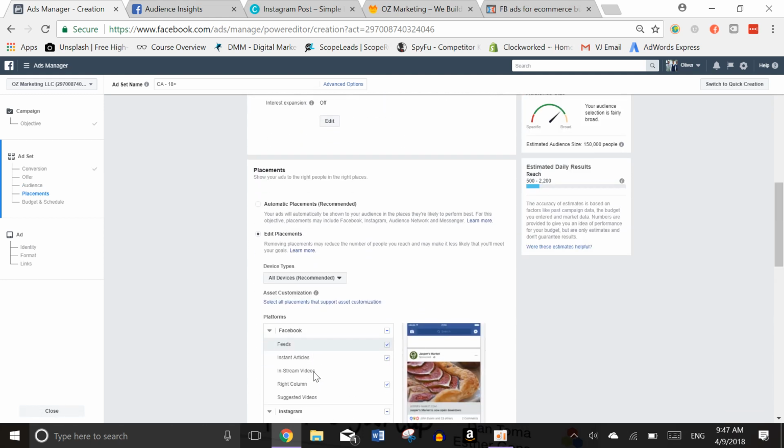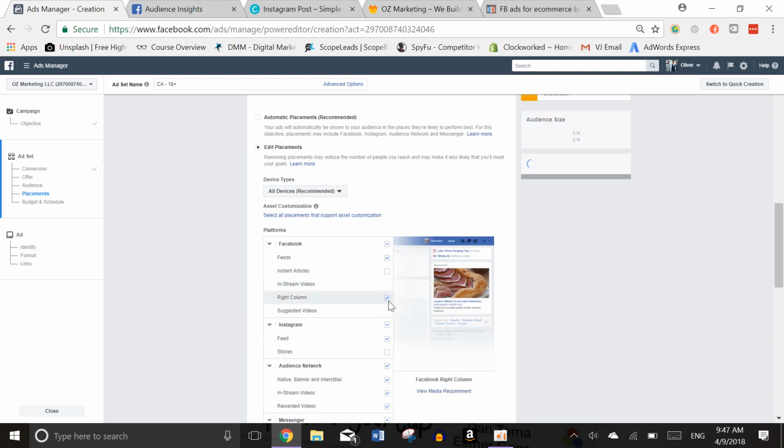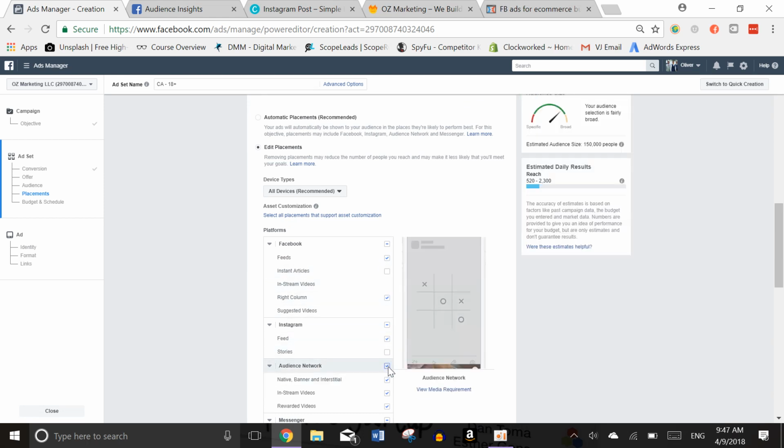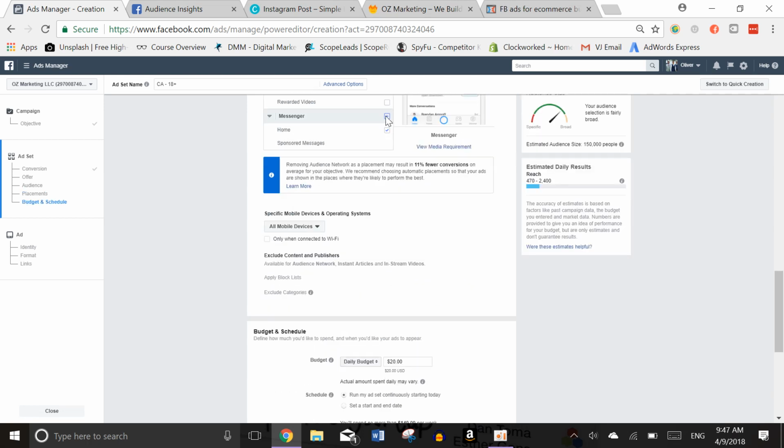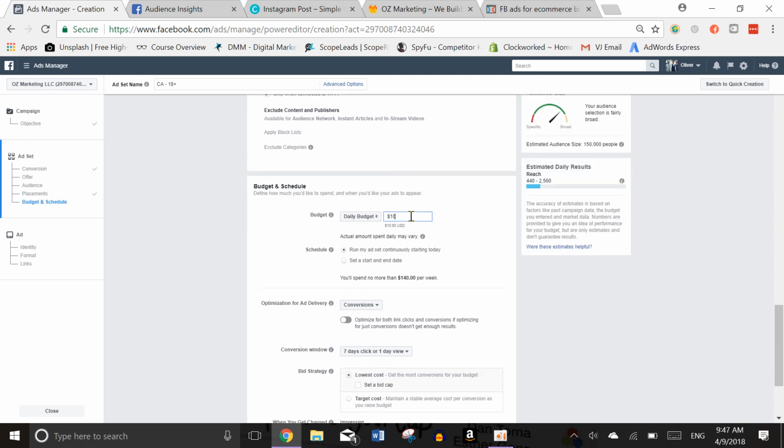Remember when we did edit placements, you're going to select all of them here. You see where it shows up in the right column, make sure it's off. Audience network off. Messenger off. Only when connected to Wi-Fi. $20, you want to start with $10 a day just to see if the conversion translation has been working. The translation from engagement ad to conversion ad, if it's working.